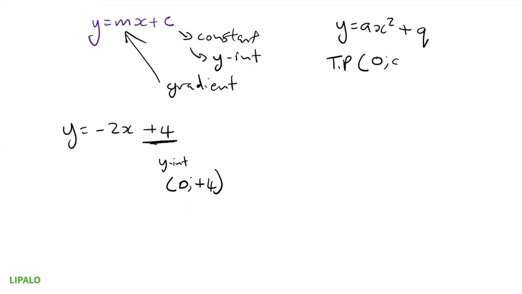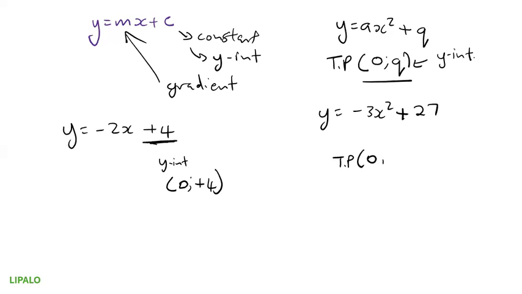(0, q) means your turning point is the same as the y-intercept. They share the same coordinates. So if I have y is equal to negative 3x squared plus 27, good, my turning point is going to be (0, the value of q), which is 27.